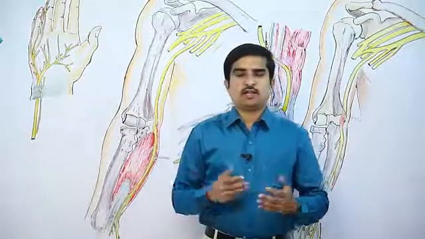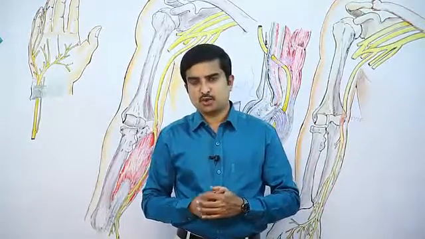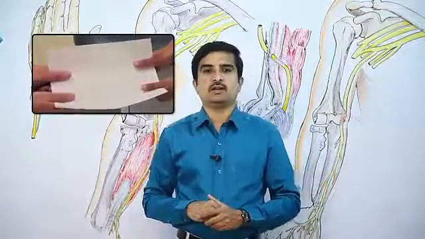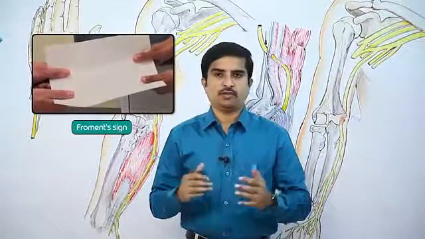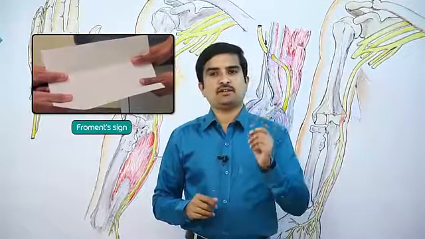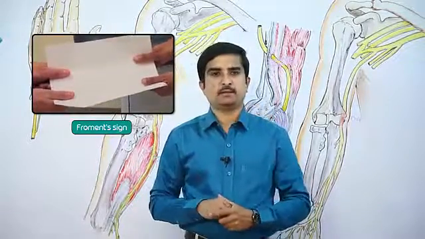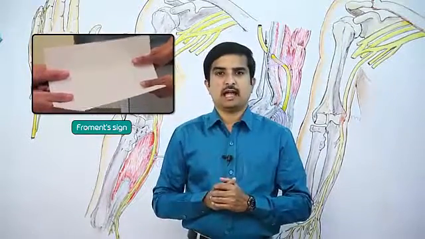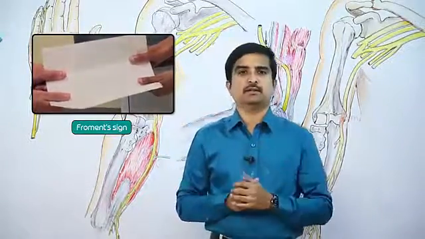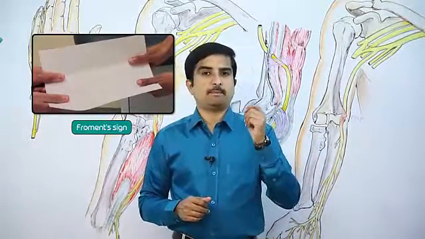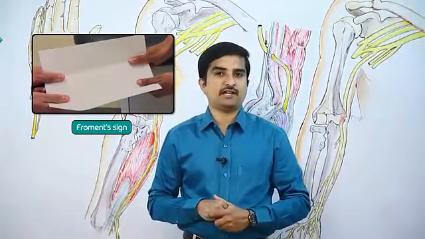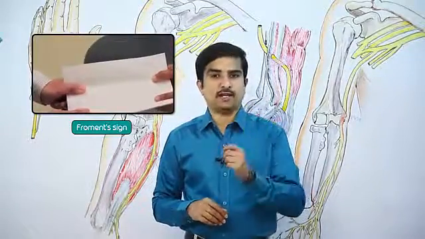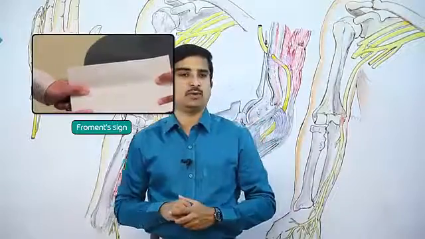Now, there are various signs as well as tests to assess this ulnar nerve neuropathy. In that, the first one is the Froment's sign. What is the Froment's sign? When the patient grasps a piece of paper between the thumb and index fingers of both hands and the examiner pulls the paper, the thumb with ulnar palsy flexes at the interphalangeal joint, while the uninjured thumb will not flex, or only minimally it will flex.